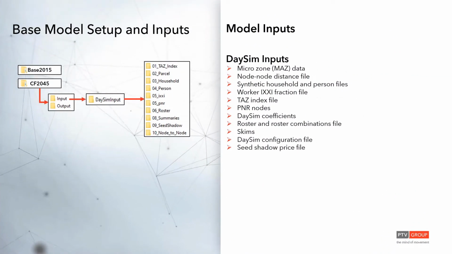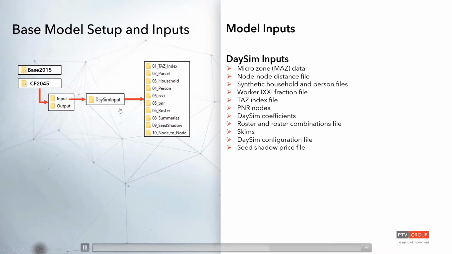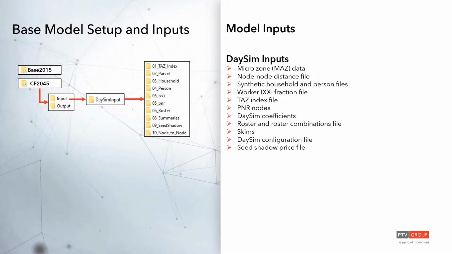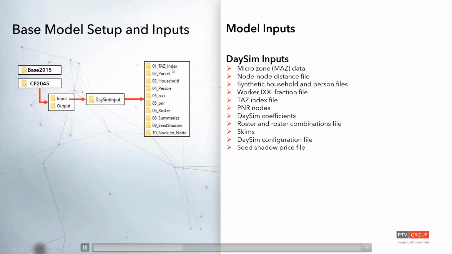And DaySim inputs, we talked about it generally, but the DaySim inputs need to be in a specific format. Inside the DaySim inputs directory, you would find 9 or 10 subfolders, which are labeled as per the input files that should be within them. And in general, DaySim inputs include the MAZ data, node to node distance file, synthetic population.